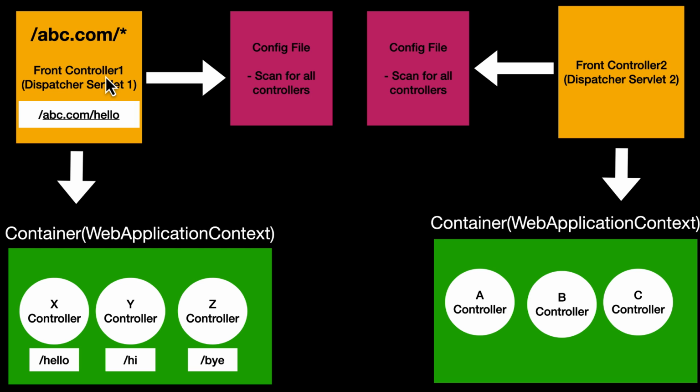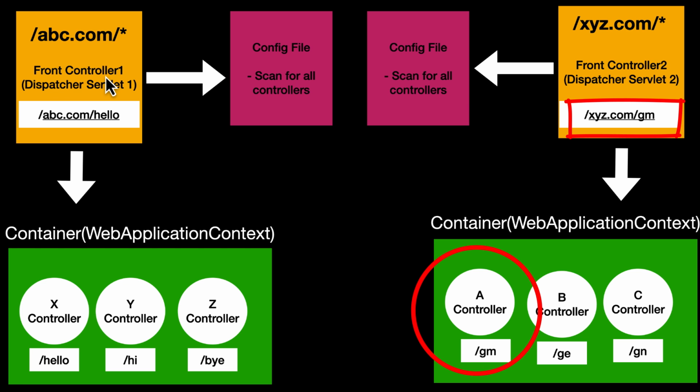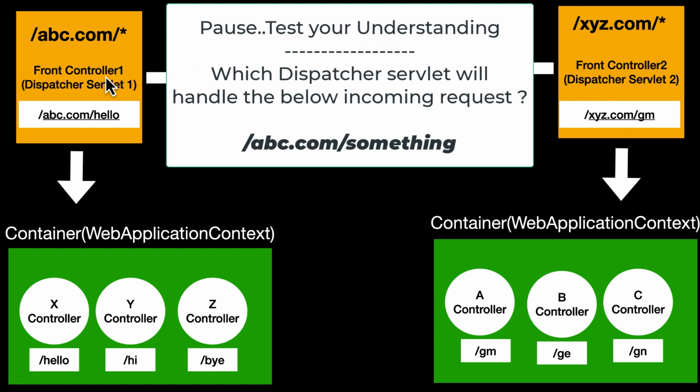And let's say this particular front controller is configured with a URL pattern called xyz.com/star. That means front controller 2 handles all the incoming requests starting from xyz.com, and there can be anything after that, like xyz.com/home, xyz.com/menu, xyz.com/blah blah blah. Let's say it is having a request called xyz.com/gm, and in this case, the A controller will handle the GM request.